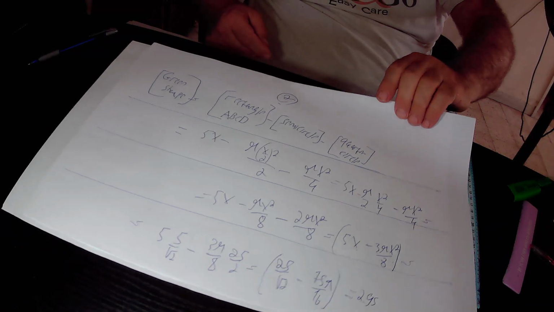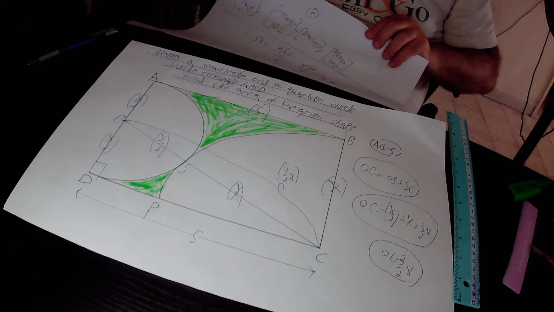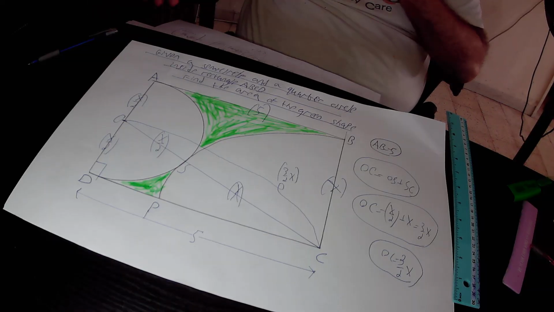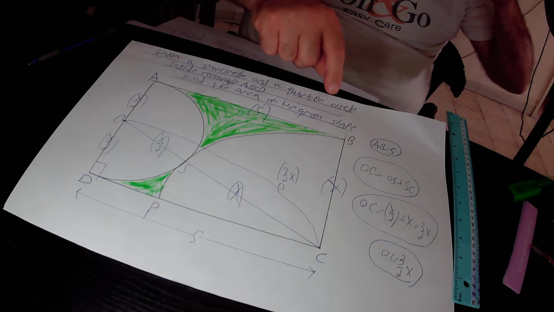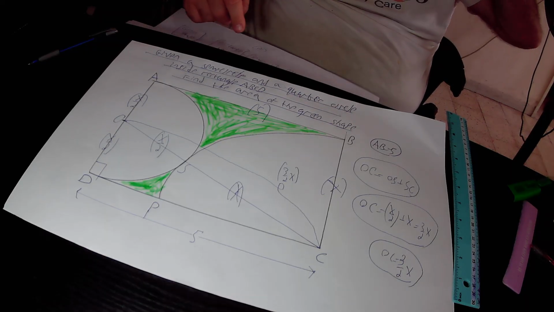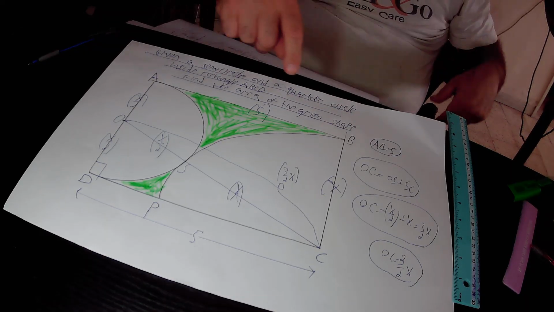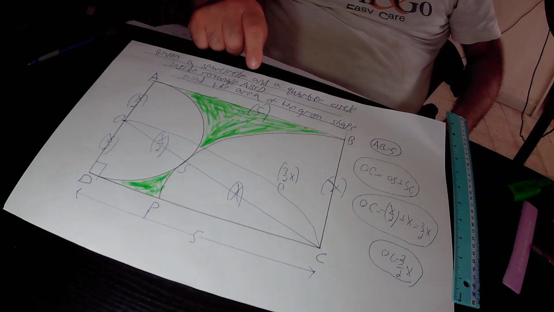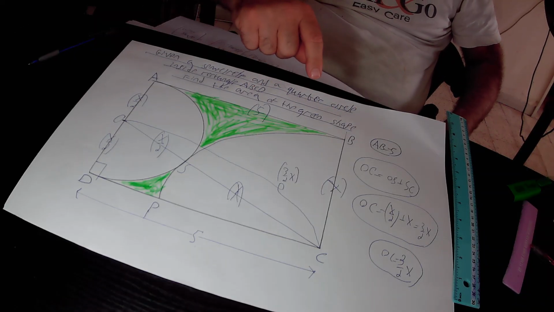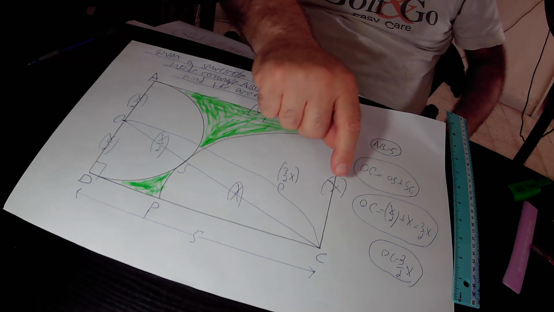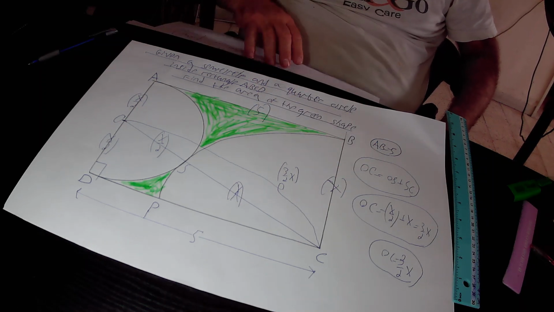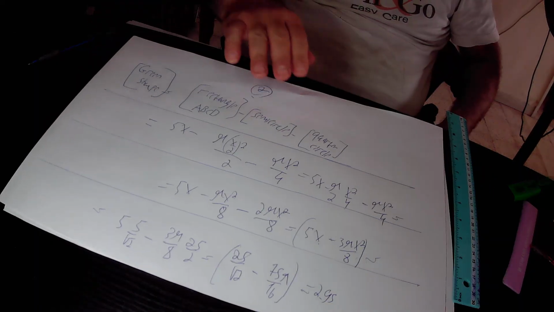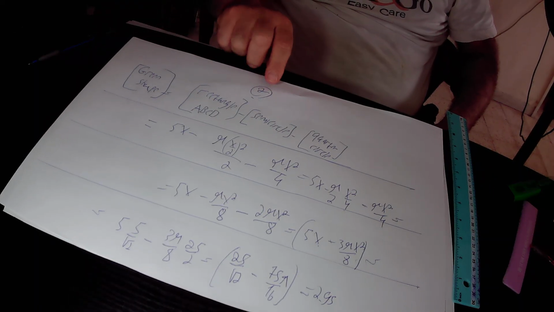So what is the area of this rectangle, rectangle ABCD? The area of a rectangle equals the length of the rectangle times the width. The length of rectangle ABCD is AB, that is 5, times the width. The width is BC, that is x. So in total, the area of rectangle ABCD equals 5x.